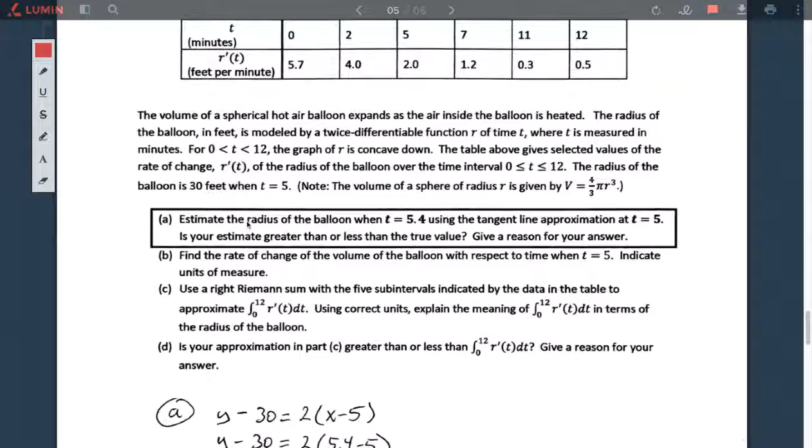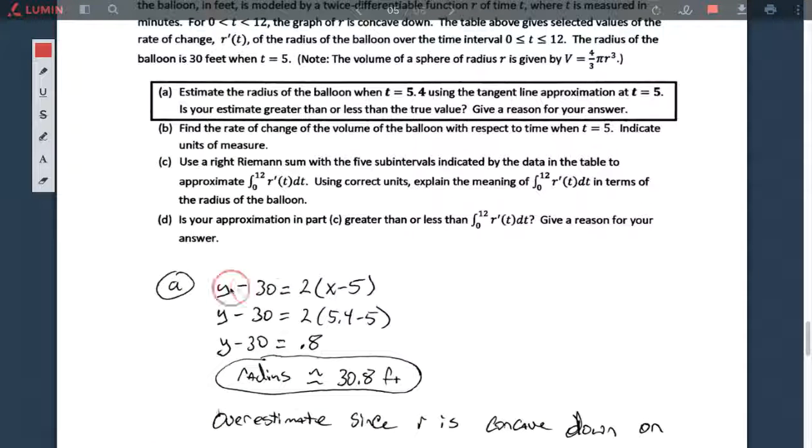Again, we're estimating the radius of the balloon at 5.4 using a tangent line approximation. So this is back to the first stuff we were doing on the first page. So I need a tangent line, and then I want to use the tangent line to approximate 5.4. So here's my 5, and if you read here, it says the radius of the balloon is 30 feet when t equals 5. So that means 5 is my x value and 30 is my y value. So that's why I have y minus 30 and I have x minus 5.